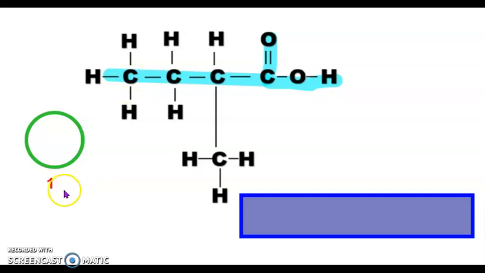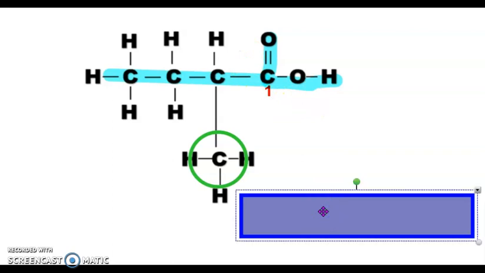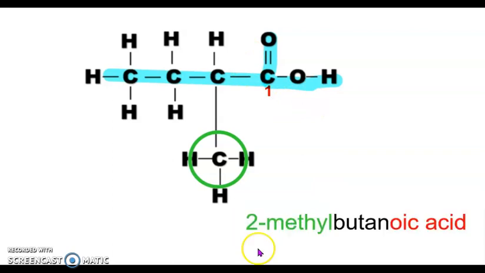Now remember what we have to do. We have to number the carbon with the carboxyl group, carbon 1. And so this over here would be a methyl group, and it would be on the second carbon. So we would call it 2-methyl. And then we don't leave a space between letters, remember. Then we have 4 carbons, so it's butane. And then because of the carboxyl group, oic acid. So this is called 2-methyl butanoic acid.